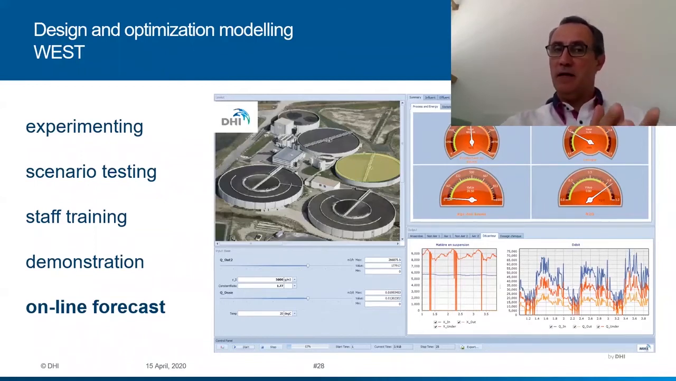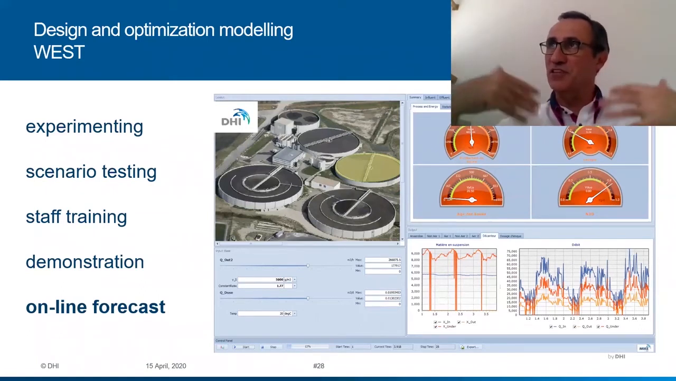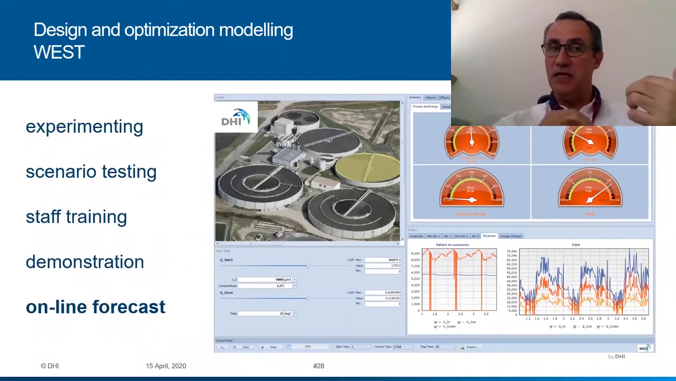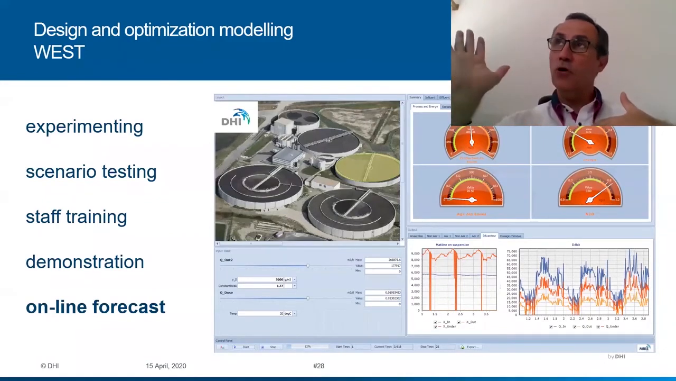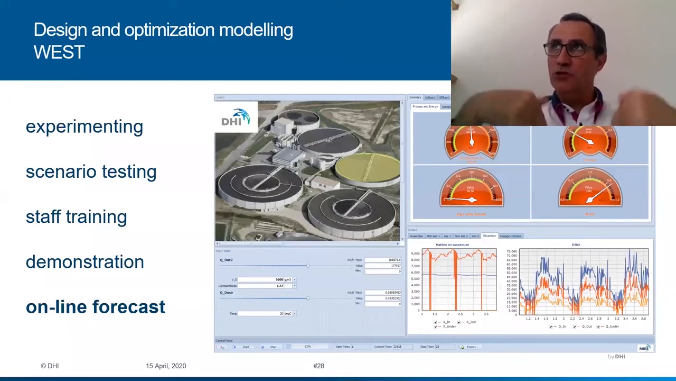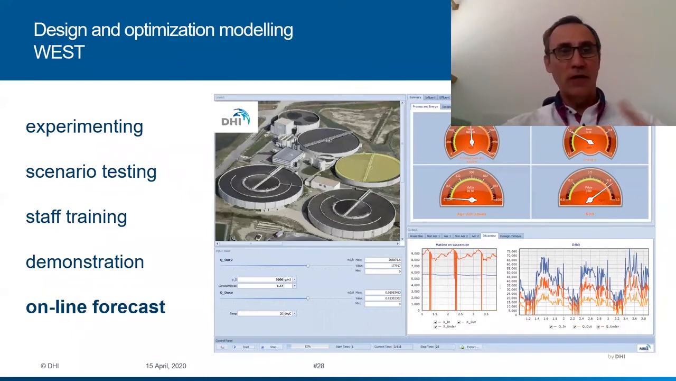So this offline model, the second stage of implementation of a digital representation of the treatment plant, is used very often for experimenting with different scenarios and testing them, but also for staff training about what to do if this happens, what to do in reality, because they are well trained by a digital representation of their treatment plant. That could also be used for staff training at the stage of treatment plant rehabilitation or even construction.